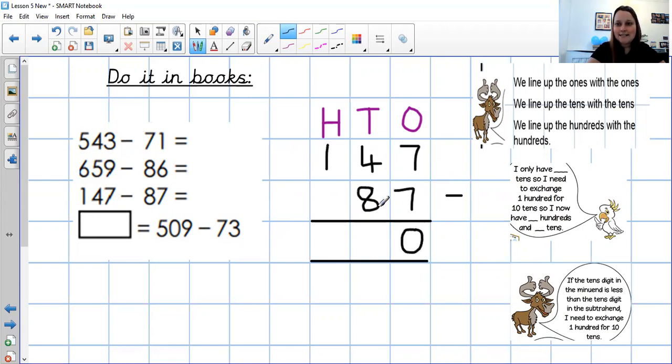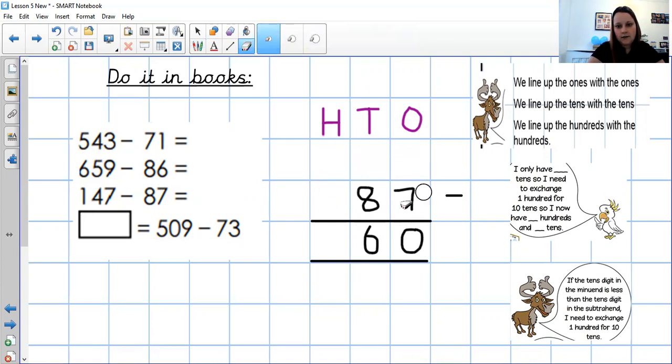4 tens subtract 8 tens. I'm going to have to exchange 100. So now I'm left with 0 hundreds here, but I've now got 14 tens. 14 subtract 8. So 14 subtract 8 is 6. So I've got 6 tens. So the answer to that question was 60.